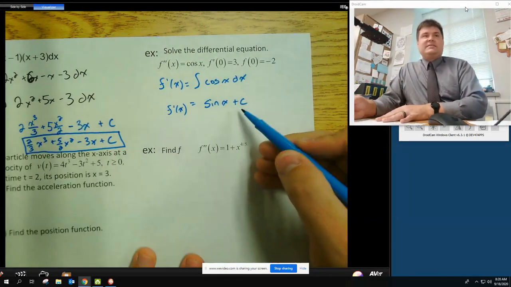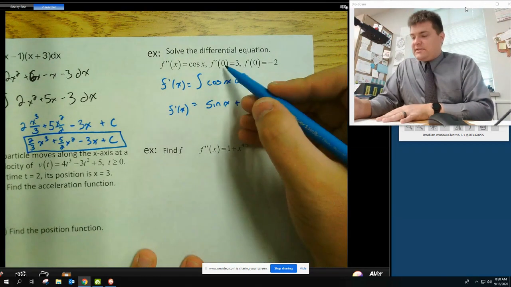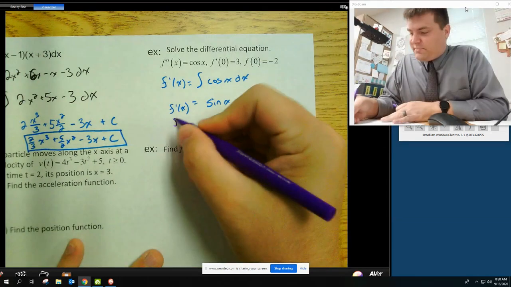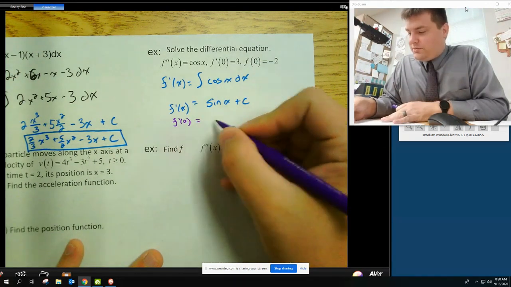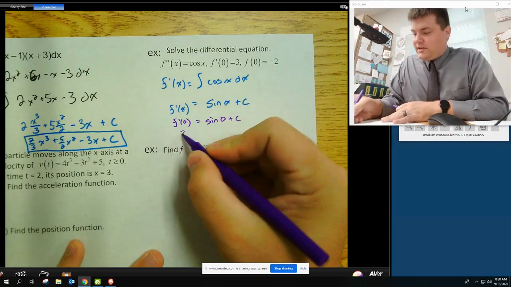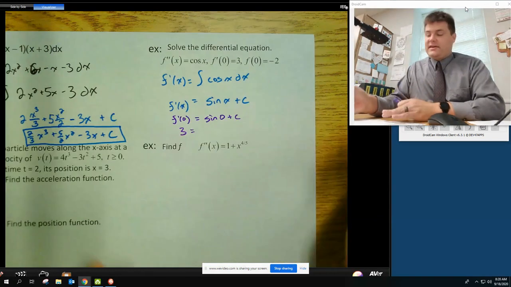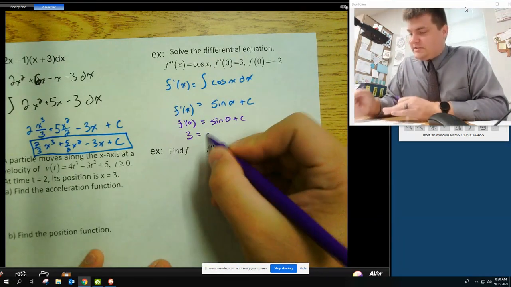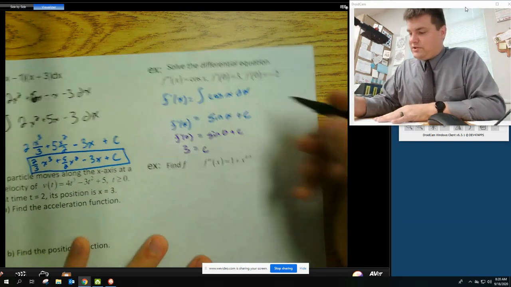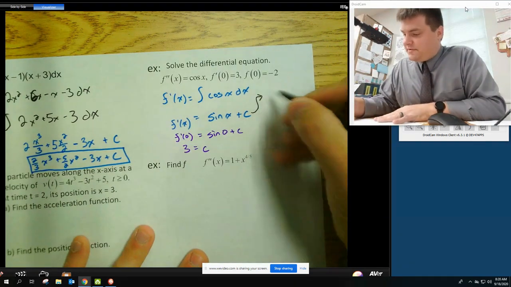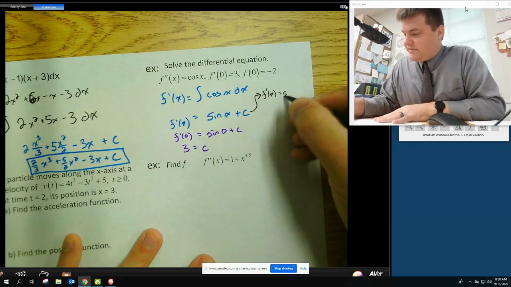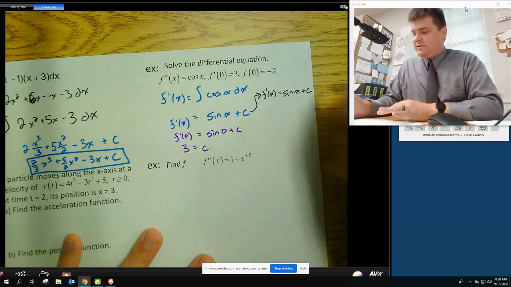Now I can find that constant value because I know if I plug in a 0, I'm going to get 3. So I'm going to go ahead and do that right now. So if I do f prime of 0, which equals sine of 0 plus c, this is going to give me a 3. So 3 equals sine of 0. You got to know that that's 0. So it's 0 plus c, which is c. So now this produces an equation of f prime of x is equal to sine of x plus c.